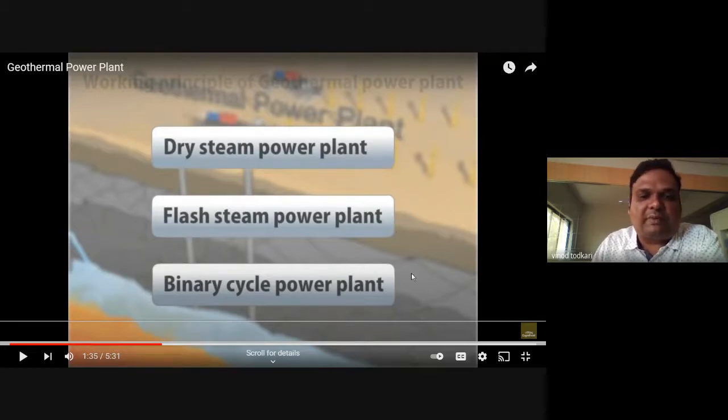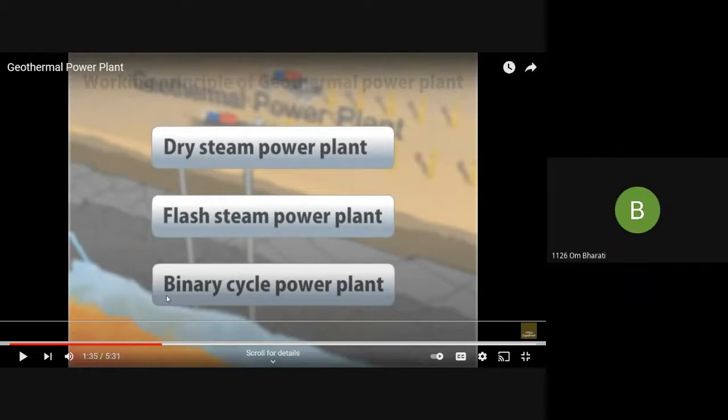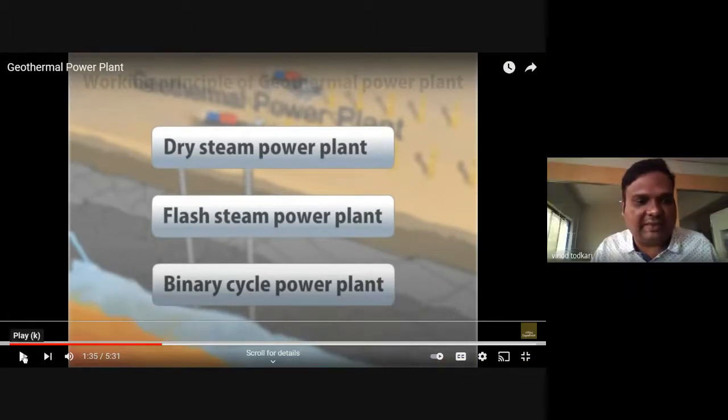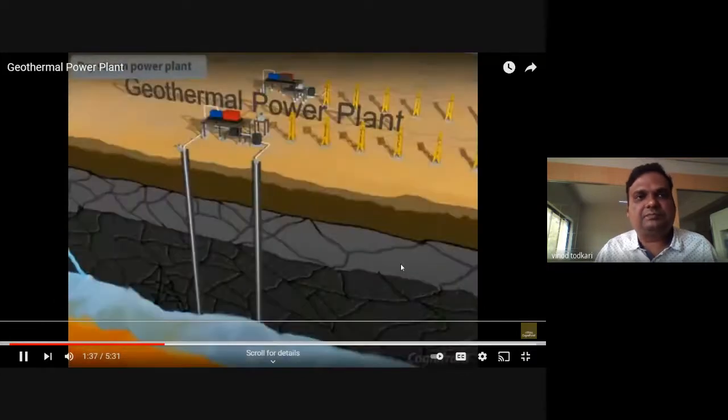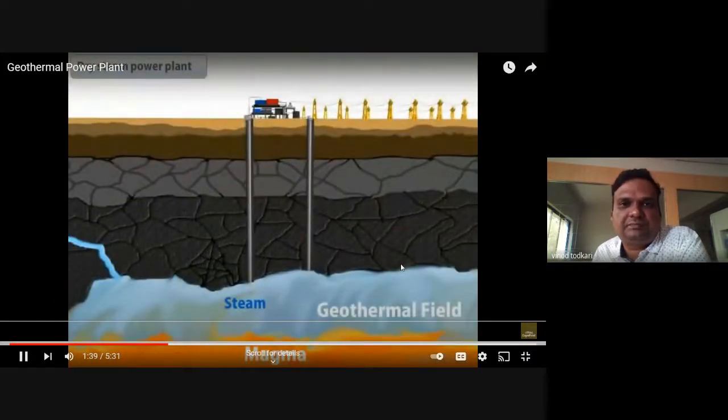And when should we go for a binary cycle power plant? Yes, when the temperature is below 80 degrees Celsius. Very good. The temperature is below 80. First is the dry steam power plant.